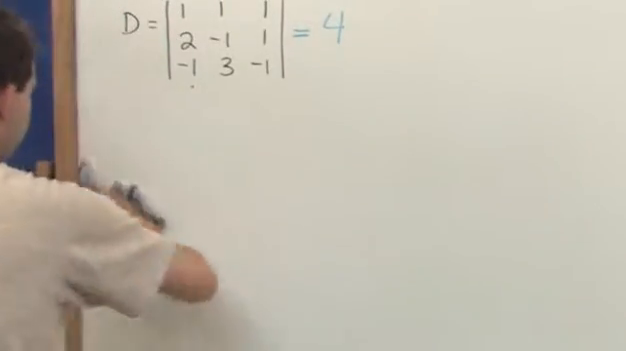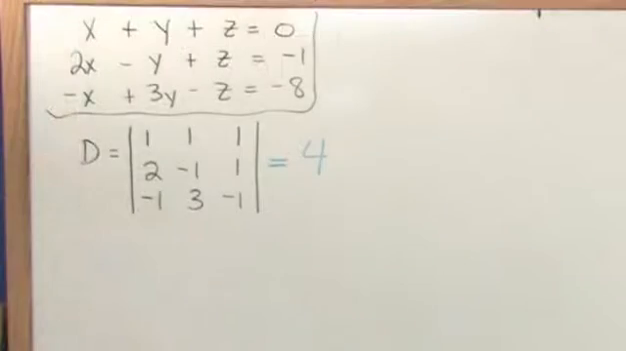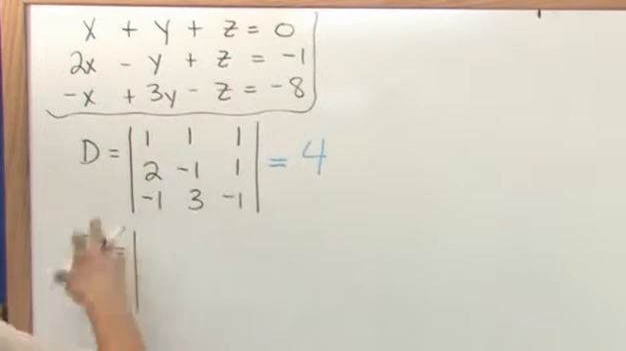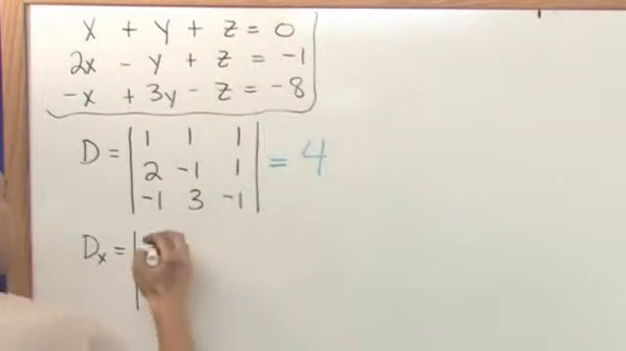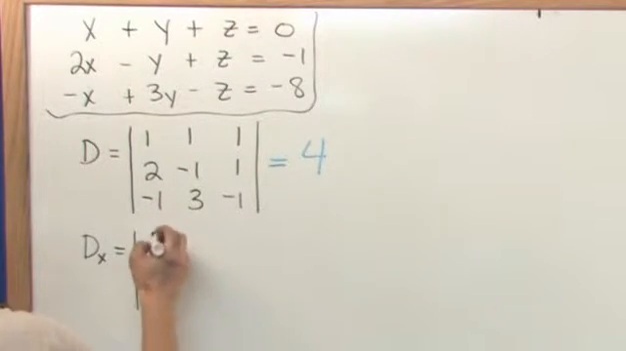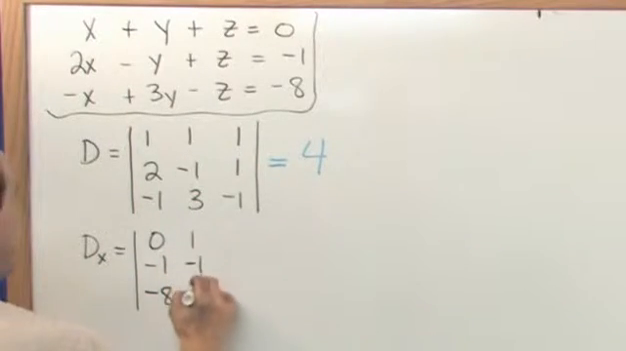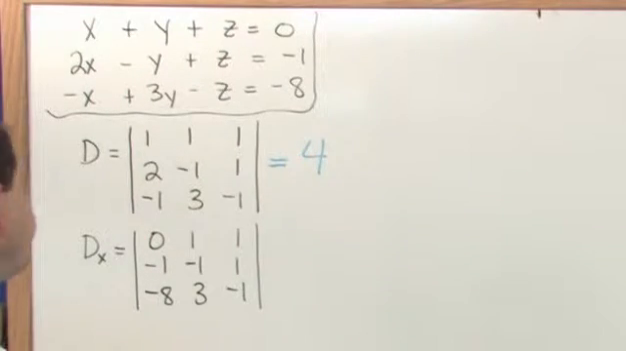because I'm going to have to calculate, I should say we are going to have to calculate a dx, a dy, and a dz, because you have 3 variables, right? So what we're going to have for d sub x is we're going to take this matrix that we have here and we're going to replace it. These coefficients of x we're going to replace with what's on the right-hand side of the equals. So negative 0, negative 1, negative 8, 1, negative 1, 3, 1, 1, negative 1. We're going to take the determinant of that.